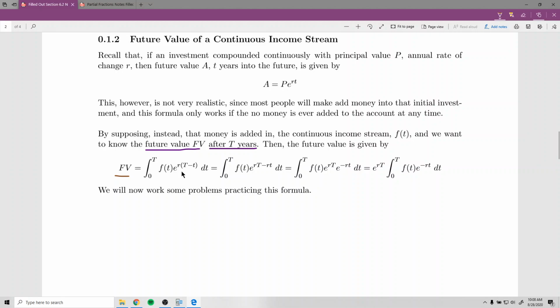So if you invest for 30 years, then when you're at time 0, you're at your initial time, you have 30 years to grow, and your exponent would be 30 minus 0, which is 30. So that's where the capital T minus lowercase t comes from. But the formula that's easiest to remember, because we would go through this simplification every time, is right here.